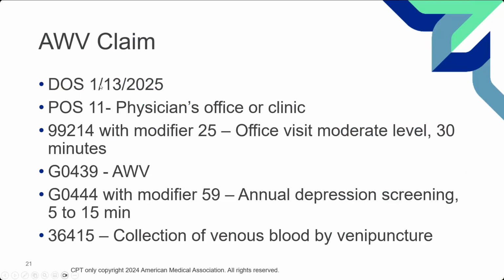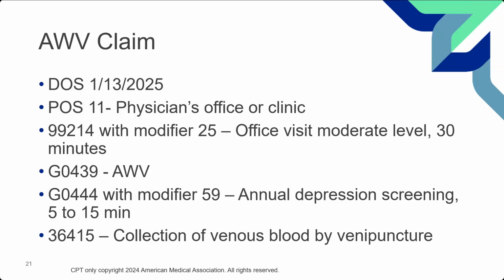So we have date of service as 1/13 of 2025, place of service was physician office. Here are the CPT and HCPCS codes that were billed. So we have the E&M with the modifier 25, along with the annual wellness visit and another modifier 59 on the G0444, the annual depression screening, and then some collection of blood.